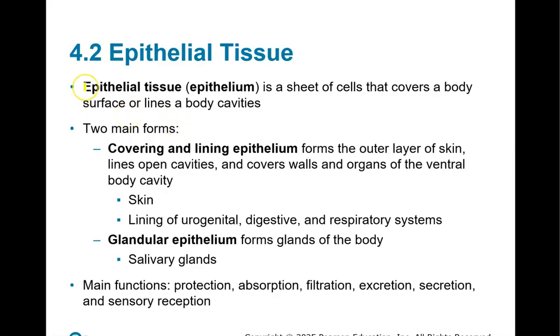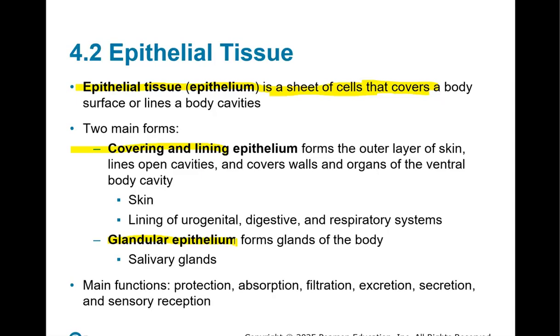In section 4.2, we're going to cover epithelial tissue. And epithelial tissue, which is also called epithelium, is a sheet of cells that either cover the surface of the body, as in the epidermis, or line body cavities. So there's the coverings and the linings, and then there is glandular epithelium that forms salivary glands, the sweat glands, the pancreas was mentioned earlier.